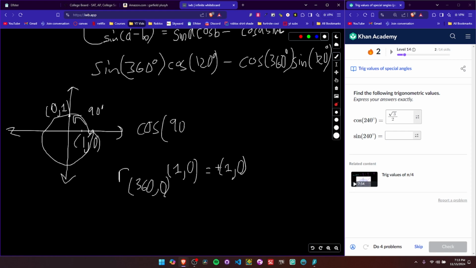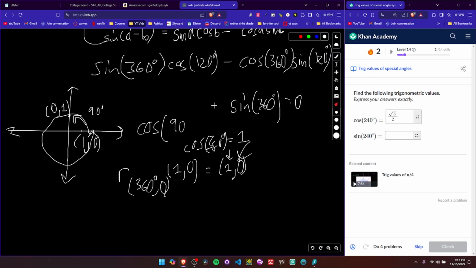So now we know that the cosine of the angle of rotation, which is 360 degrees, is equal to the x value of the image, which is 1. And sine of the angle of rotation, 360 degrees, equals the y value of the image, so it's 0.